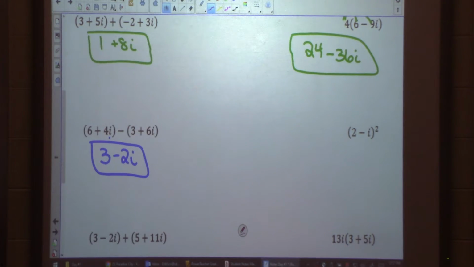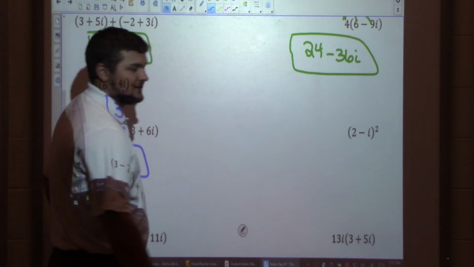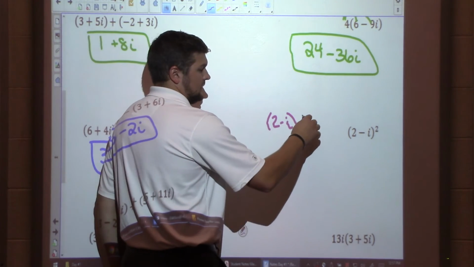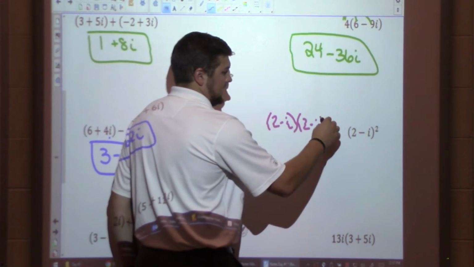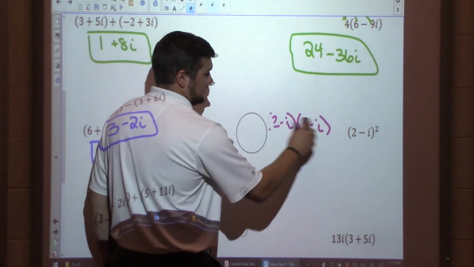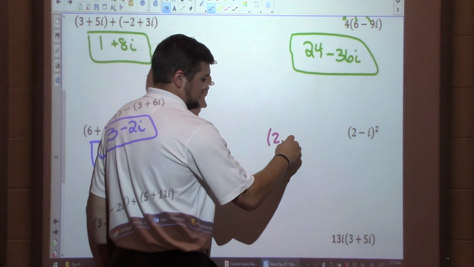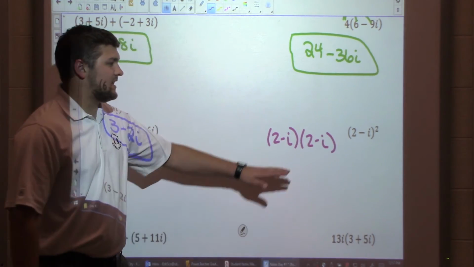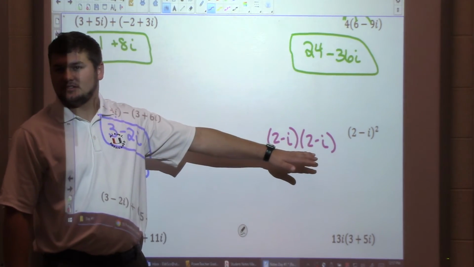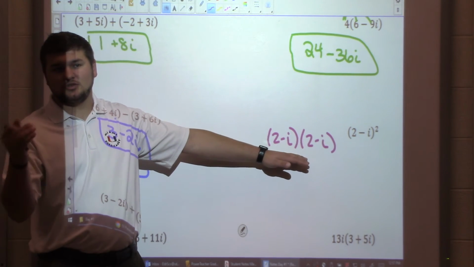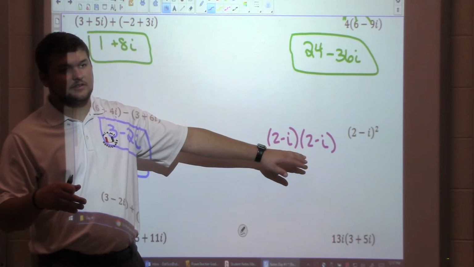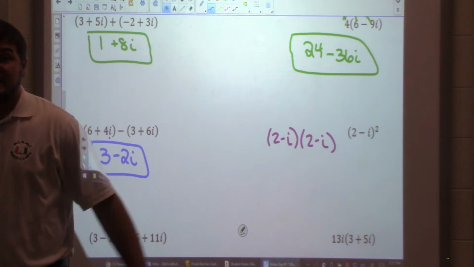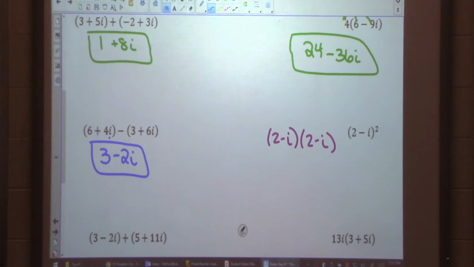Please don't. When I square something, guys, I am taking that piece and doing what to it? Multiplying it by itself. Is this the same as squaring both pieces, just squaring the 2 and just squaring the negative i? No. What do I have to do to that? It's my favorite four-letter F word. This is the FOIL. FOIL!